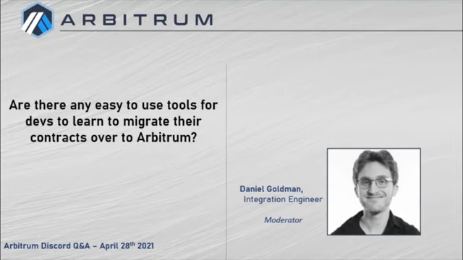He asks, are there any easy to use tools for devs to learn to migrate their contracts over to Arbitrum? This is a fun one because the answer is basically we did not put out any tools to help devs migrate their contracts, because the tools already exist. Basically, all the same tools you use to deploy contracts to Ethereum, you can just use to deploy to Arbitrum. So Truffle, Remix, Ethers.js, Hardhat, it just kind of works. So I guess the answer is yes, there are tools, and they're the ones that you're familiar with.